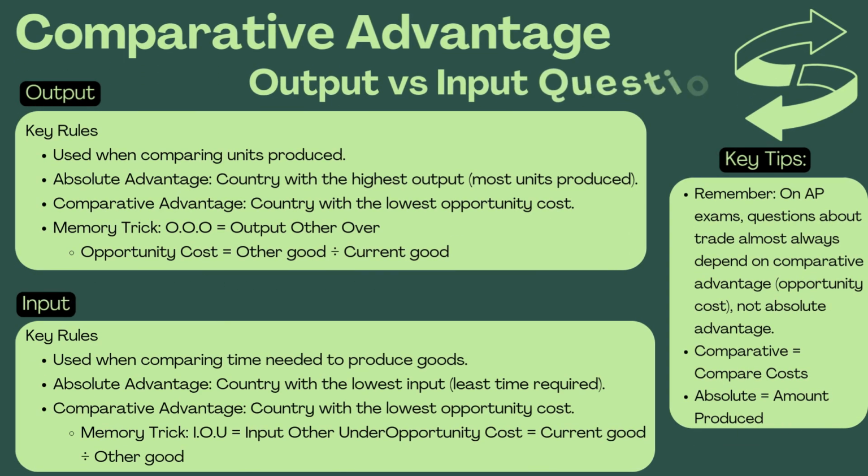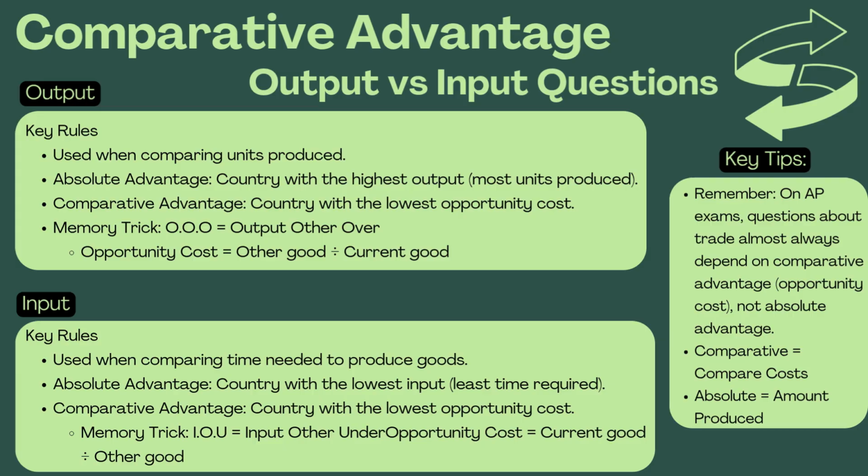There are two types of comparative advantage questions: output and input. Output is used when comparing units produced. For output problems, the country that produces the most units has the absolute advantage. To find comparative advantage, calculate opportunity cost using the memory trick "output other over." The country with the lowest opportunity cost has the comparative advantage and should specialize in that good.